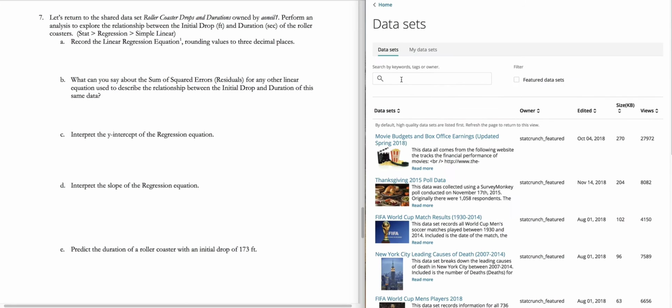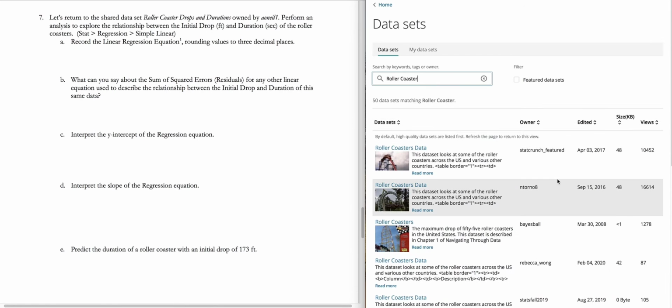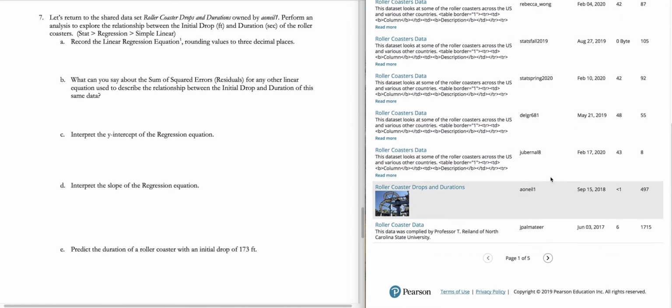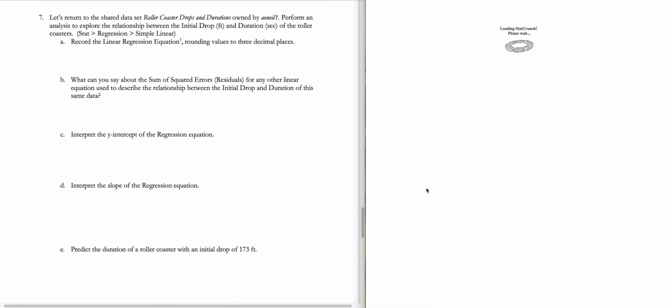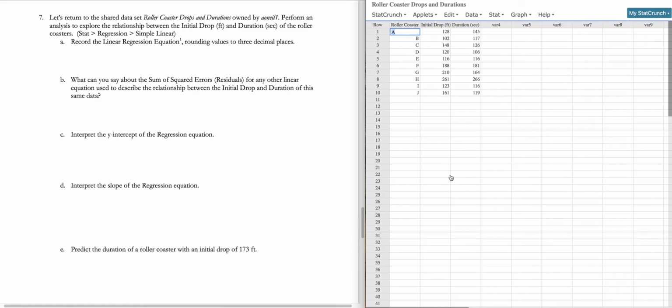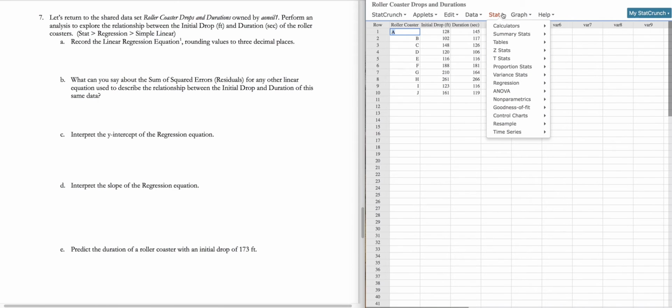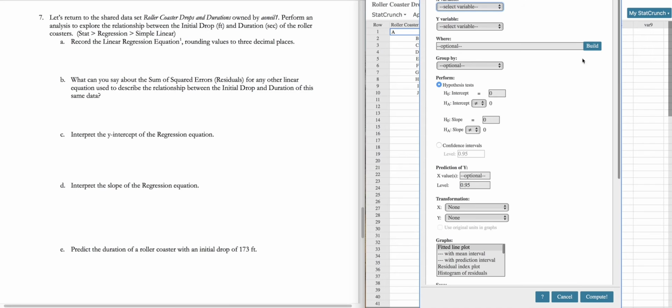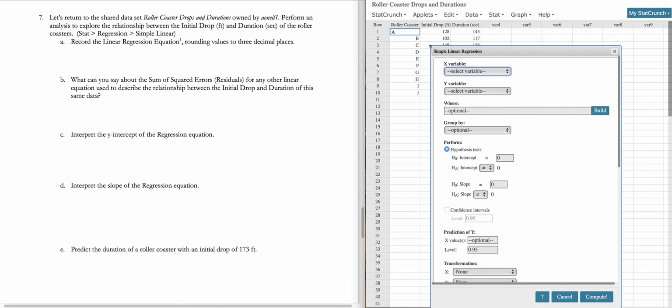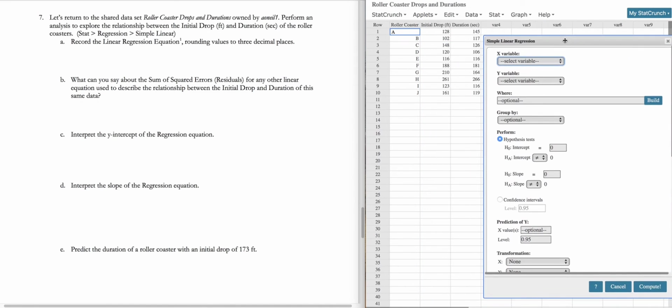Okay, let's get our data set. I think if we just search for roller coaster, that will give us what we need. Scroll down, and here we go. Roller coaster drops and durations. So to run our regression analysis, we're picking Stat, Regression, and then Simple Linear. Let me get that to fit in your screen here.